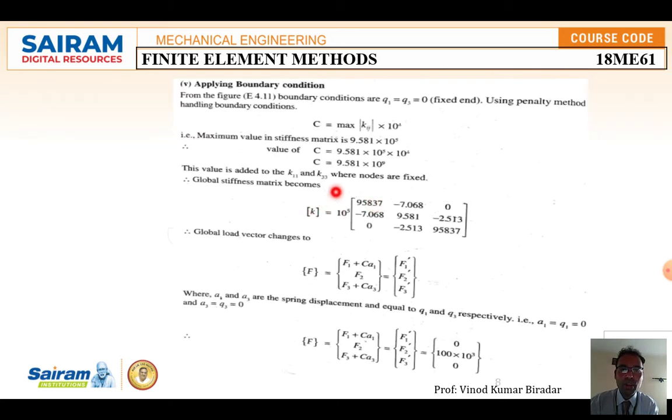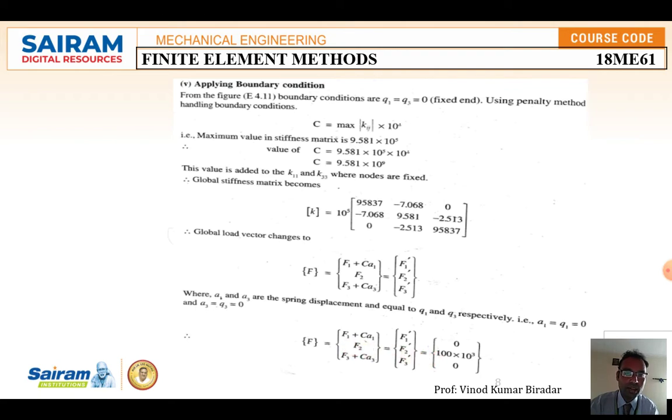Also you have to substitute the force vector, that is the global load vector, equal to F1 plus C a1, F2 as it is because it is not fixed, and F3 plus C a3. So to F1 and F3 we have to add the C value. After simplification you get this equation, where a1 and a3 are the spring displacements equal to Q1 and Q3 respectively. Since U1 is equal to a1, that is equal to 0, you are going to get 0 only.